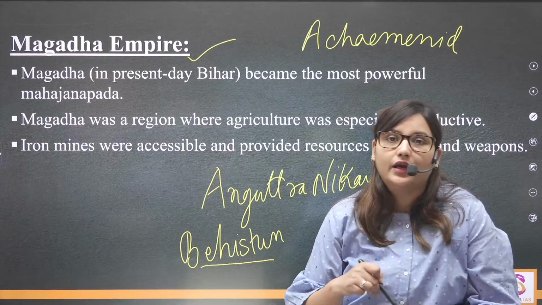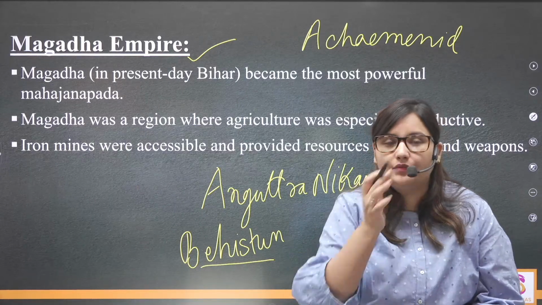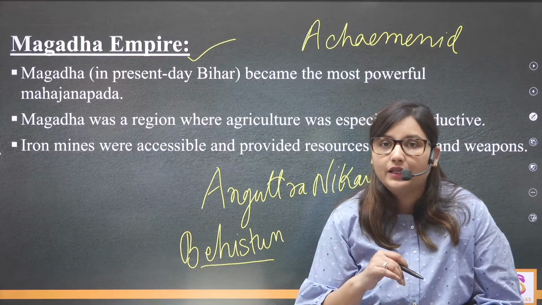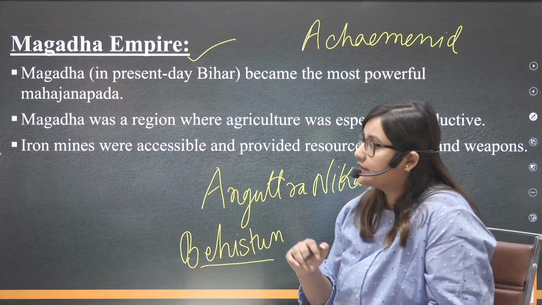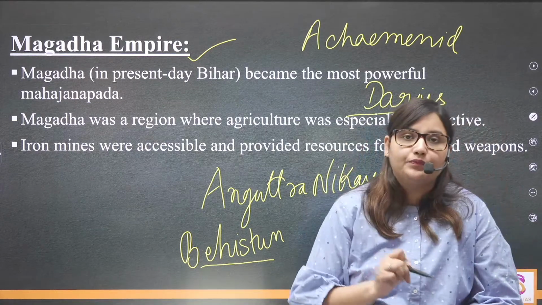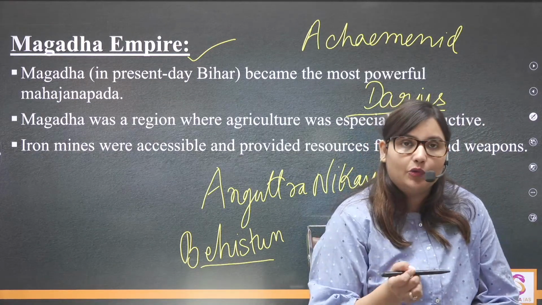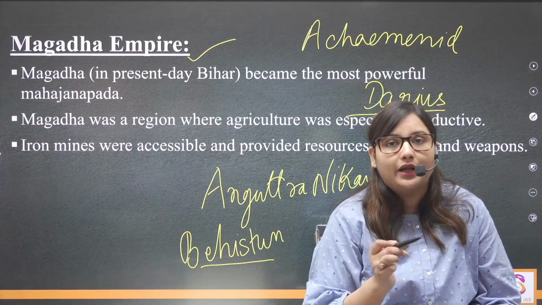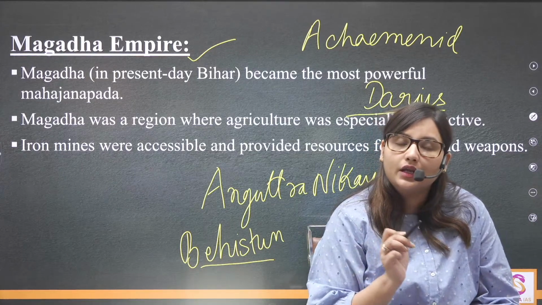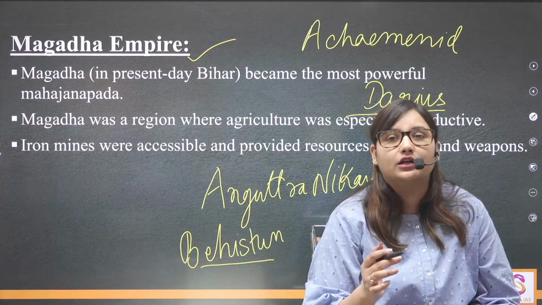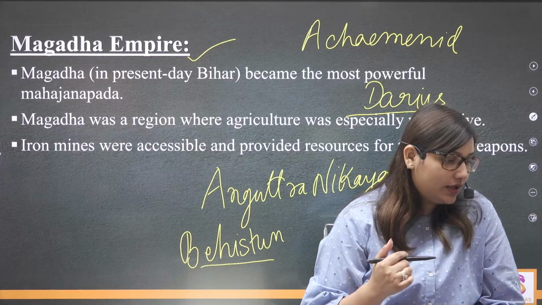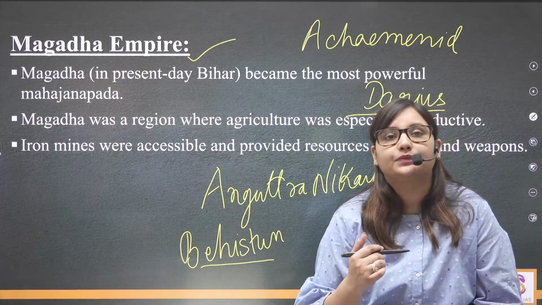Achaemenid Emperor means Iranian Emperor. He was from Iran. Darius was the name of a king. I'll repeat the point. The Behistun inscription of the Achaemenid Emperor Darius indicates that Gandhar was conquered by Persians.